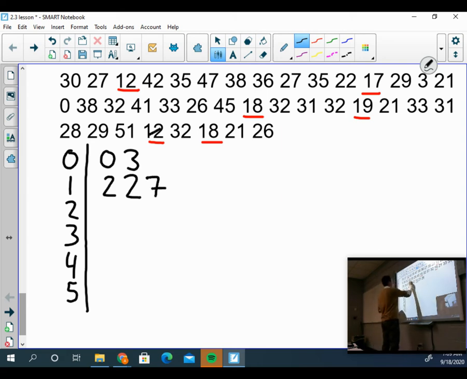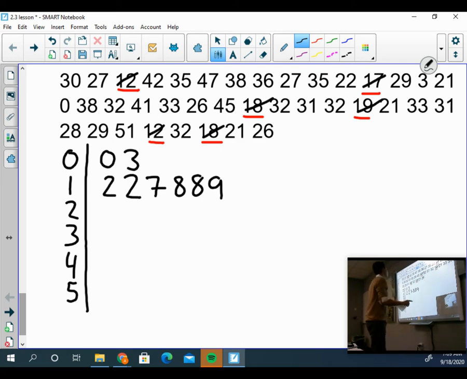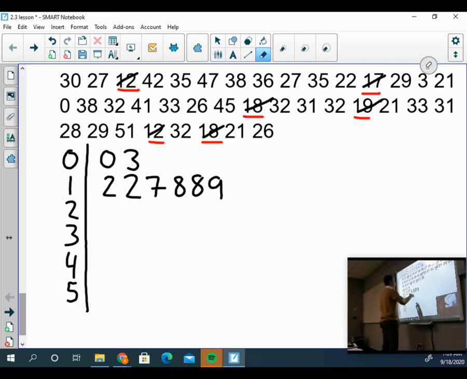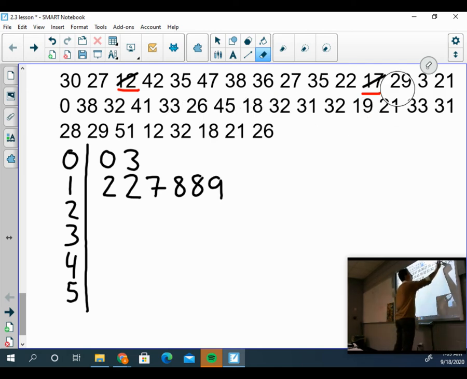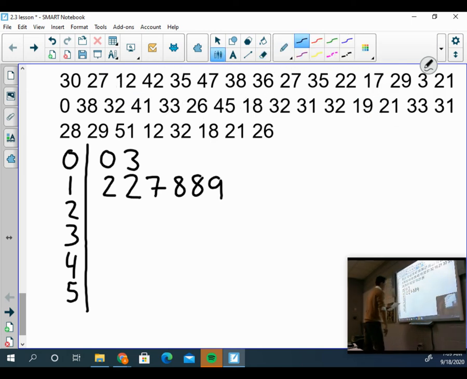And again, if it helps you to cross off once you've done them, do it, whatever helps your brain. I've got 2 8s and a 9. Okay, what I would encourage you to do is pause the video, use this data set, and see if you can finish the stem and leaf plot yourself. Check your work with mine when you're done.